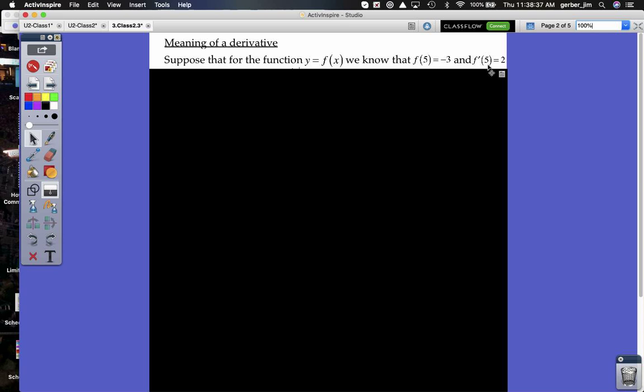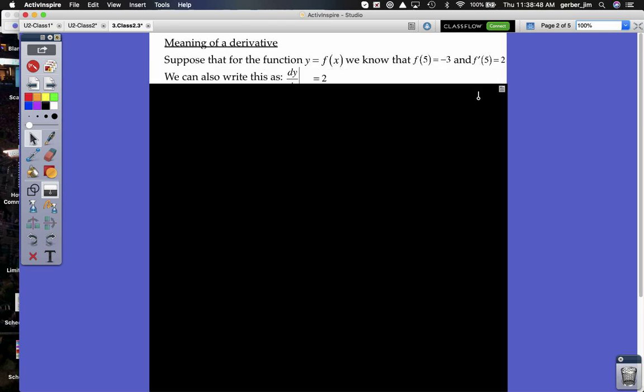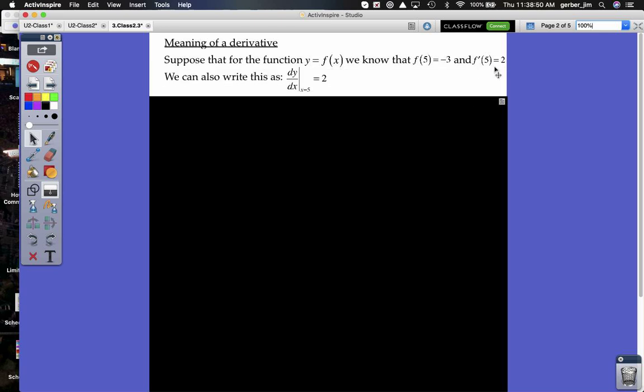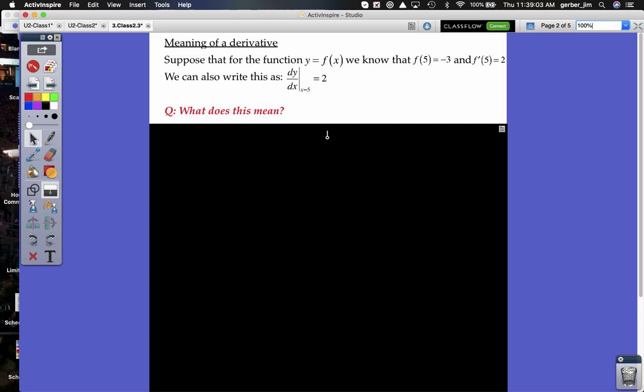And f prime of 5 equals 2, you'll remember this from the last class. This means that the derivative of f at 5 is 2, or in other words, the slope of the curve at 5 is 2. We can rewrite f prime of 5 equals 2 better this way, saying that dy/dx, the derivative of y with respect to x, when x equals 5, is 2. And the question is, what does that mean? And it's not such an obvious question. There's a few ways that we can look at this.